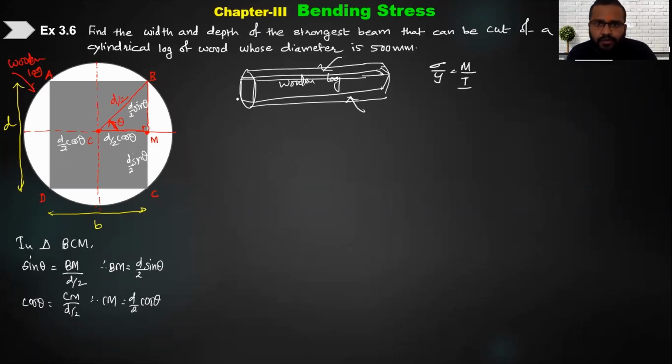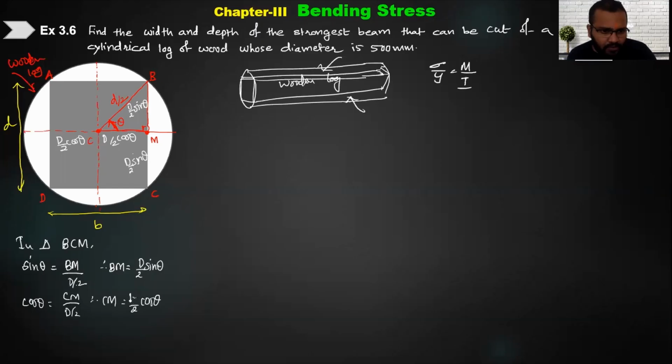Did I write this D as common? Let me make it capital D, just to get a separation. Capital D is the diameter and small d is my depth. Let us have the separation between all of them. So let us say this is capital D, here also capital D.